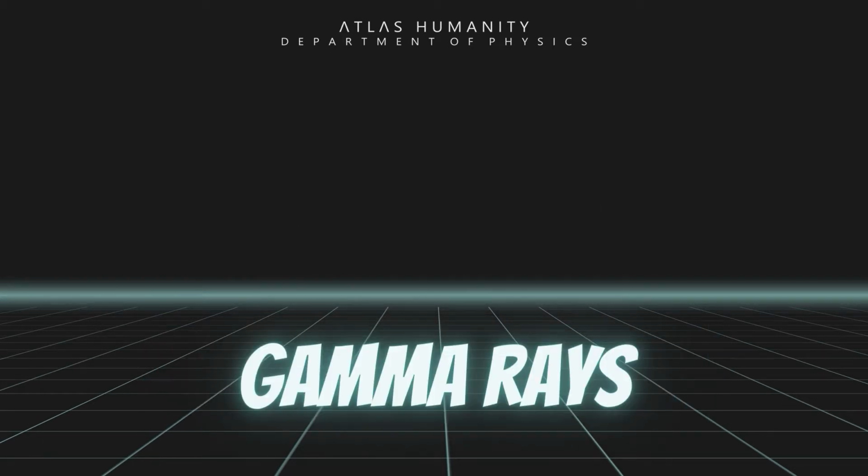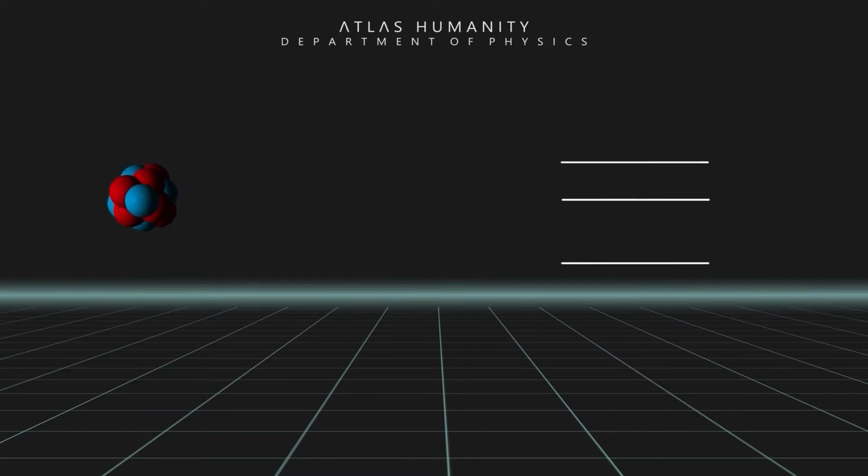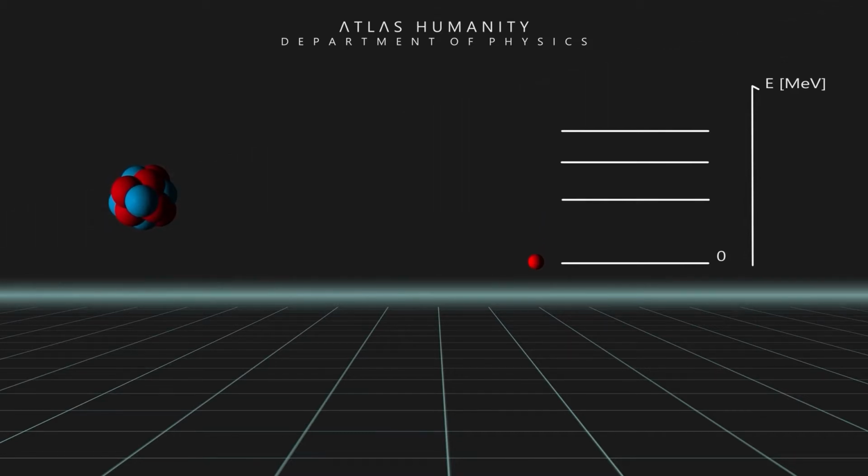Gamma rays. Gamma rays are an example of electromagnetic radiation. Nuclei, similarly to the electronic shell structure of the atoms, have discrete energy levels. Transitions between these levels cause the emission of a high energy photon. The frequency of this photon is proportional to the difference of energy between the levels.